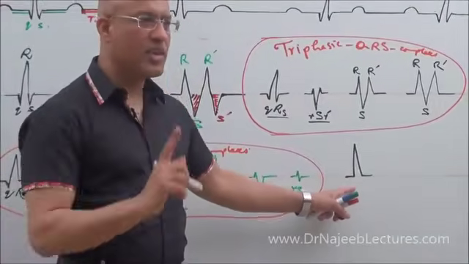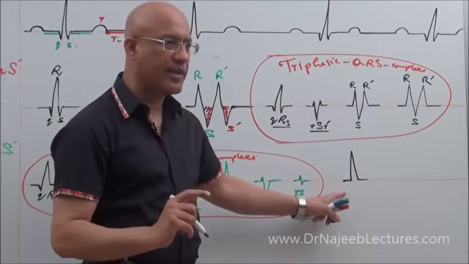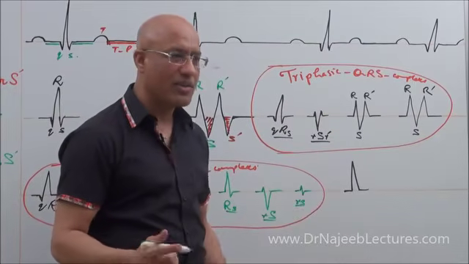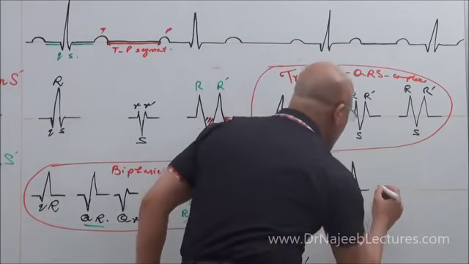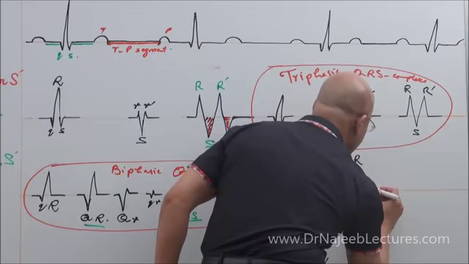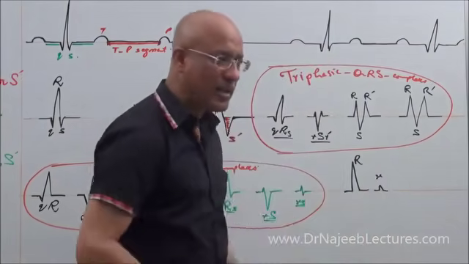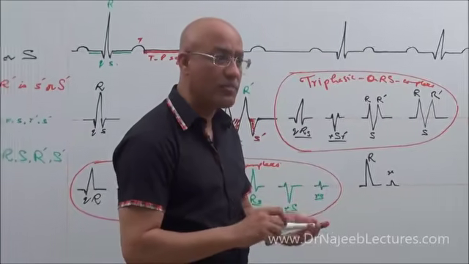Sometimes you come across something like this: you find just one positive deflection, and before that there's no negative, and even after that there's no negative. What will you call it? Just R wave. Very good. Or this will be capital R, and what will this be? Small r. Right? This lecture is dangerously simple, isn't it?